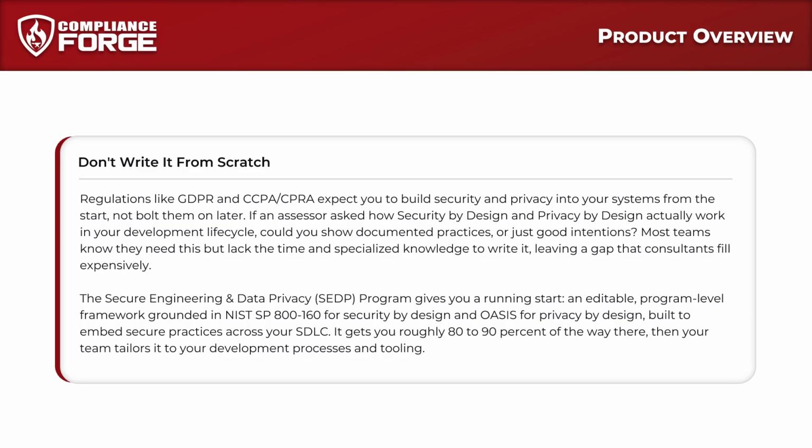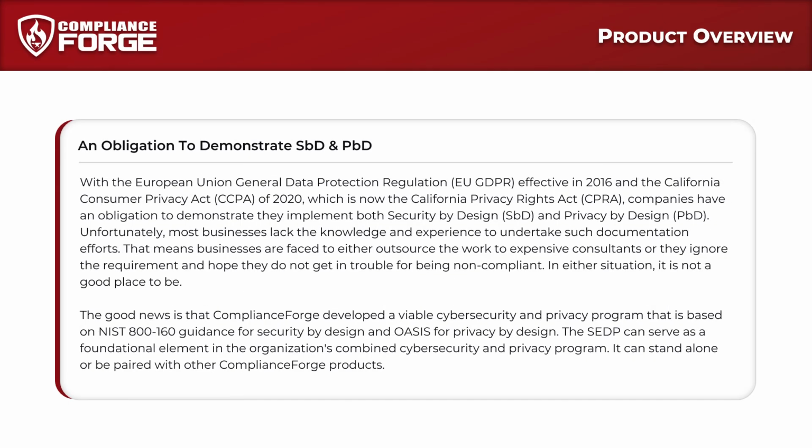processes and tooling. With the EU General Data Protection Regulation effective in 2016 and the California Consumer Privacy Act, now the California Privacy Rights Act, companies have an obligation to demonstrate they implement both security by design and privacy by design. Unfortunately, most businesses lack the knowledge and experience to undertake such documentation efforts. That means businesses are faced to either outsource the work to expensive consultants or ignore the requirement and hope they do not get in trouble. In either situation, it is not a good place to be.